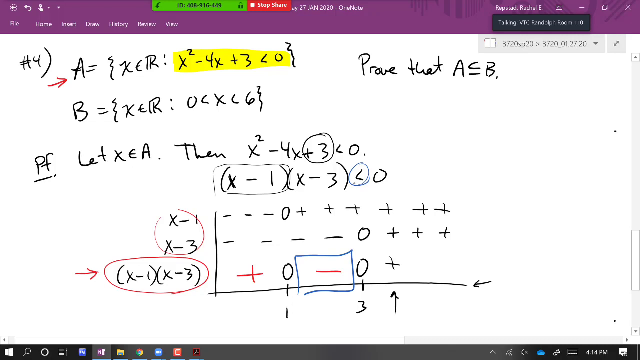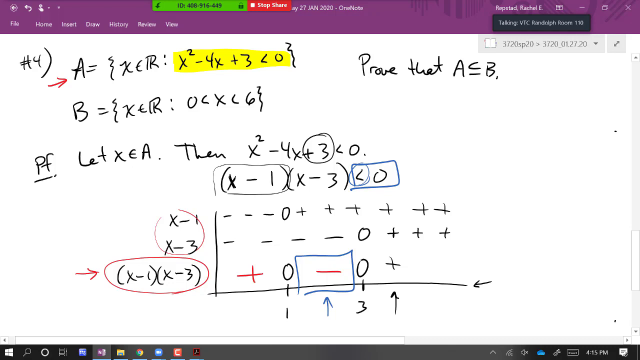Because this was, where is this less than 0? Where is this negative? And now we can see exactly where it's negative. So they gave us this set A, and they defined it by saying, well, where this quadratic is less than 0. As it turns out, they could have just been a little bit more direct and said, oh, it's all the values of x that are between 1 and 3.